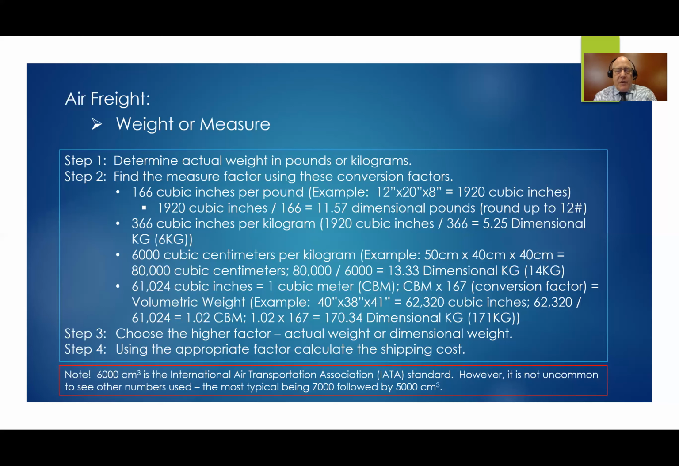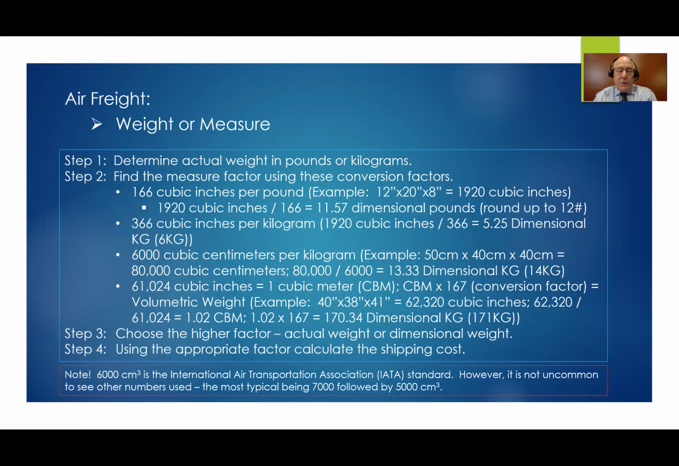If you have everything in kilos, you use 6,000 cubic centimeters as the measure for the conversion. So for example, if we have something that's 50 centimeters by 40 centimeters by 40 centimeters, it's going to equal 80,000 cubic centimeters. And that divided by 6,000 is 13.33 dimensional kilos, which will round up to 14 kilos.